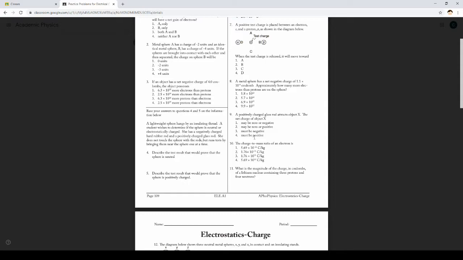A metal sphere has a net negative charge of 1 times 10 to the negative 6 coulombs. Approximately how many more electrons than protons are on the sphere? This one is like number 3, where we're going to use Q equals NE. We know Q is going to be this charge of 1.1 times 10 to the negative 6th. We know E is 1.6 times 10 to the negative 19th. We take 1.1 times 10 to the negative 6th divided by 1.6 times 10 to the negative 19th, and we get the answer as 6.9 times 10 to the 12th.